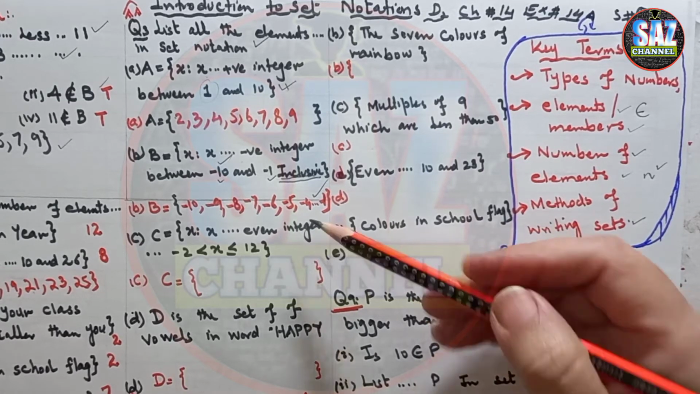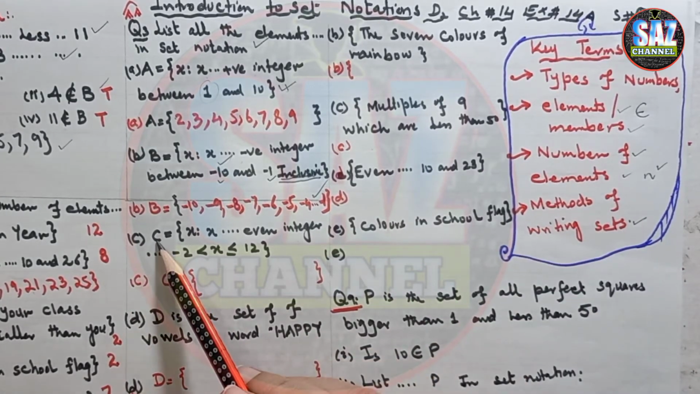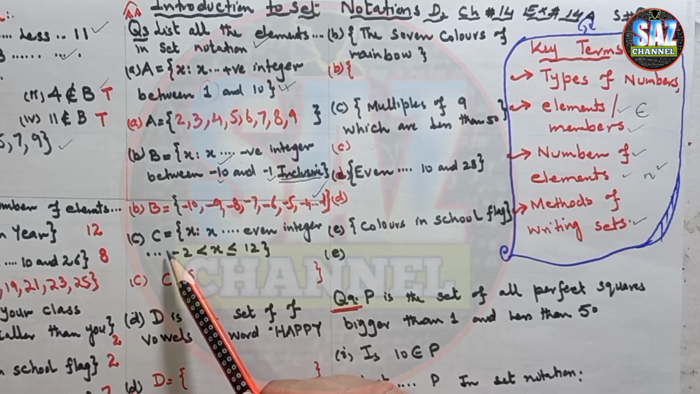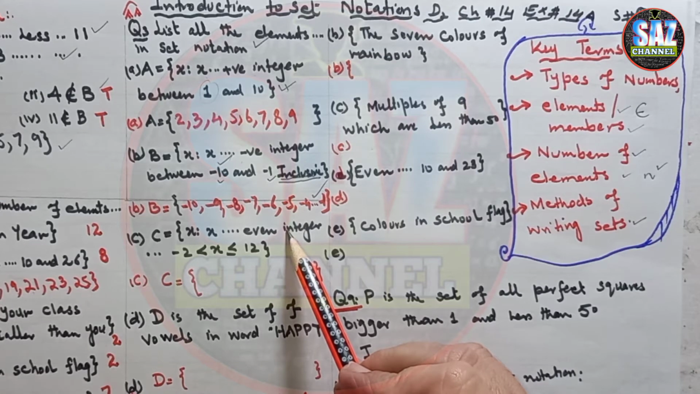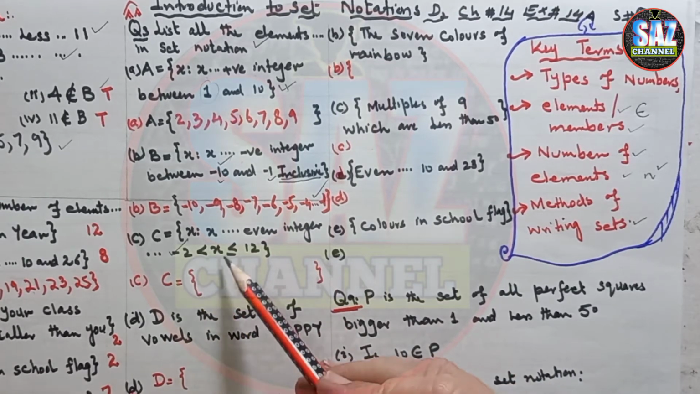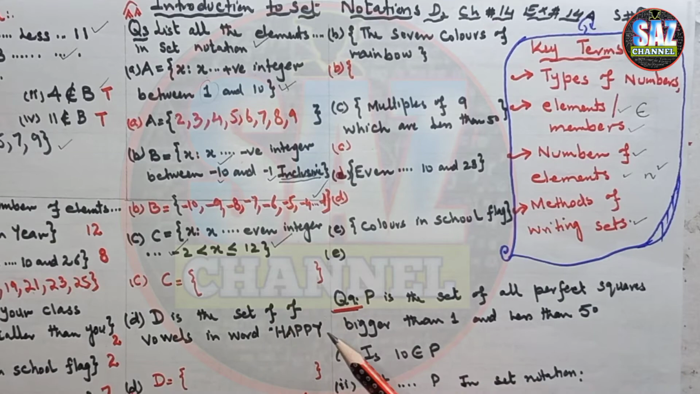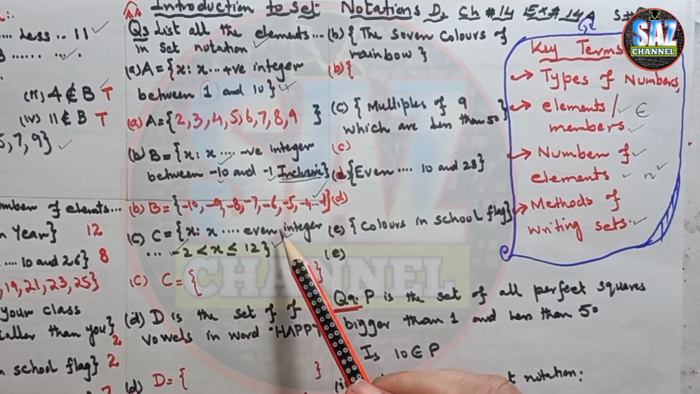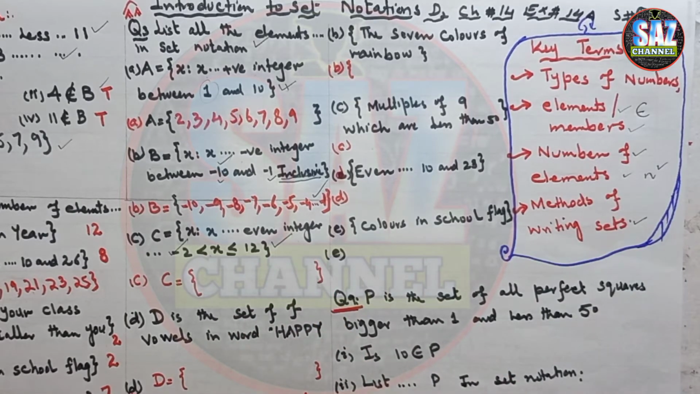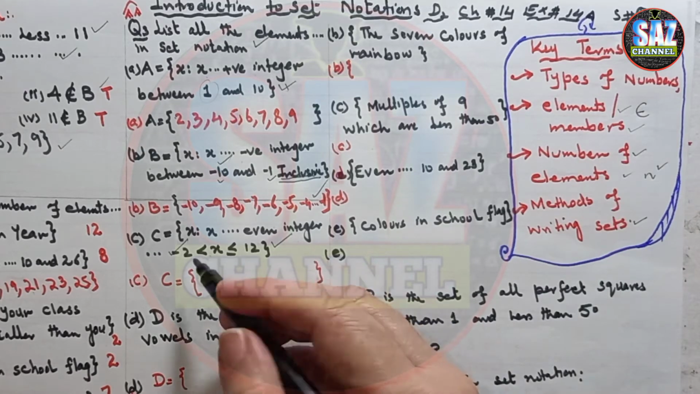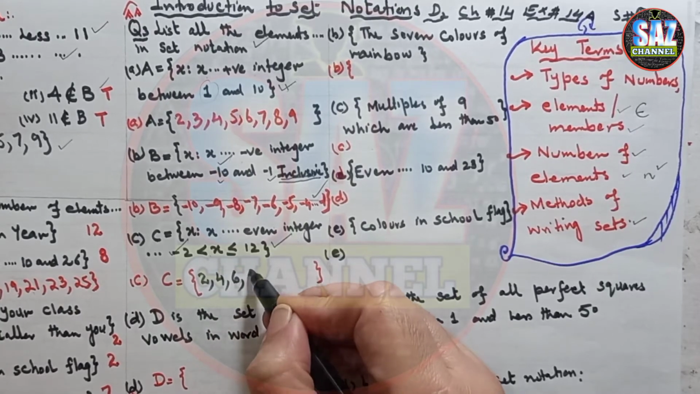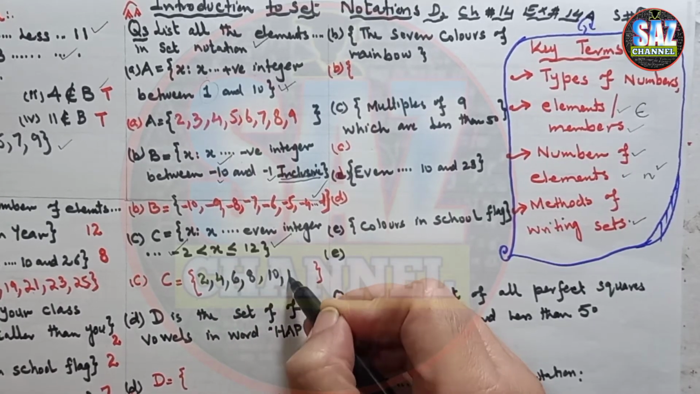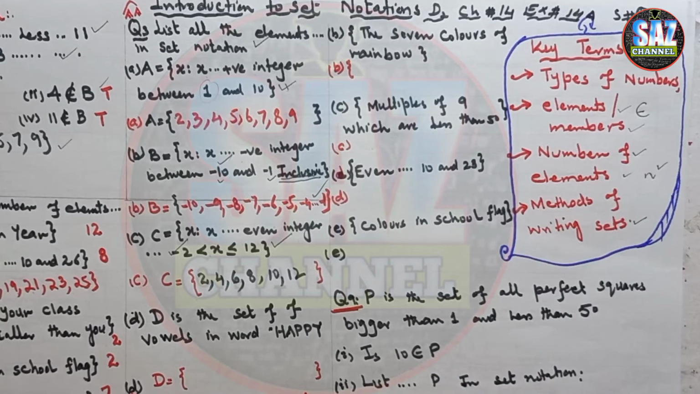And the next part says the name of the set which is given in the question is C, and the description of set C is x such that x is an even number such that x is greater than -2 but less than or equal to 12. So from the given range I have to pick up the even numbers. So the even numbers which will be coming in this set will be 2, 4, 6, 8, 10, and 12. I hope you are clear about this question. And let's move to D part of the question.